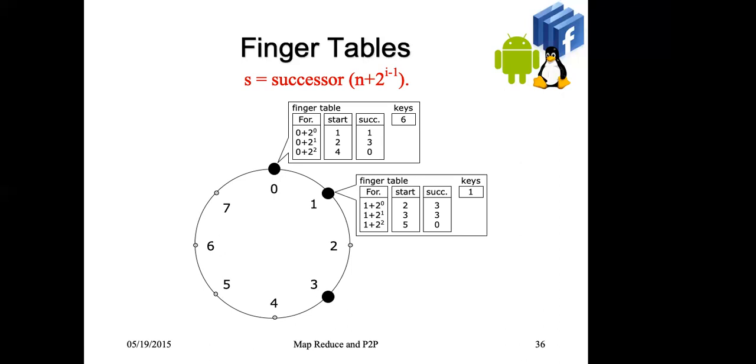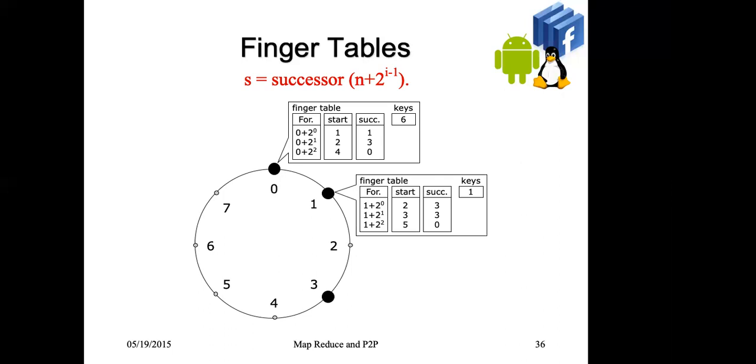For example, the first one is starting with 1. And if you start with 1, of course, your successor is 1 because 1 is available. And then the second one starts with 2, and we know that the successor is 3. The third entry is a 4, so the successor has to be 0. So that's the successor.